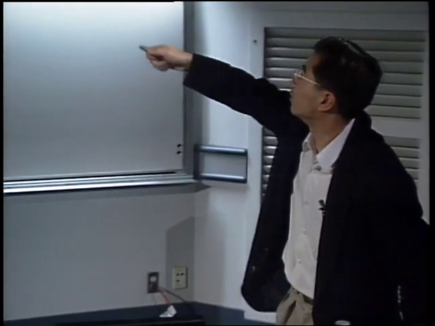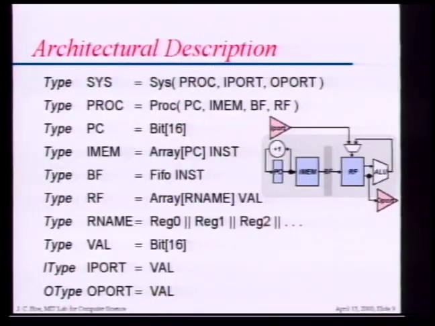And then we go on and define all the pieces. So I can quickly go over this. A program counter here is defined to be just a 16-bit integer type. An instruction memory is an array of instructions indexed by a program counter type. A FIFO is more interesting. So the pipeline stage buffer is a FIFO of instructions.